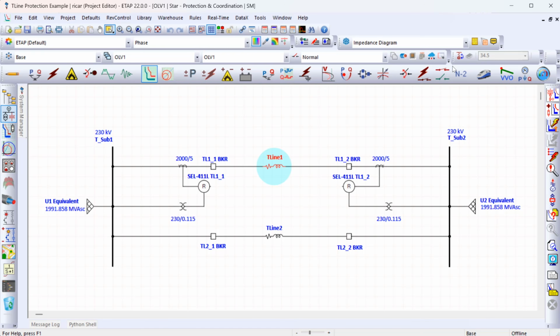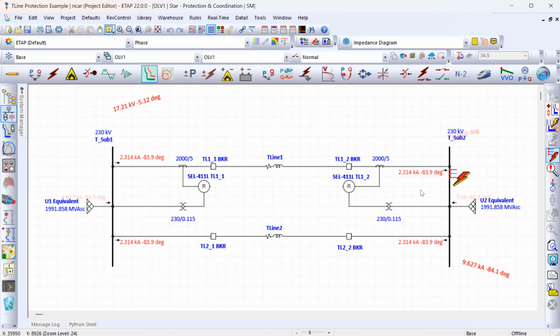All right, so again, I'm going to talk about more specifically how the SEL-411L relay does this current comparison later in this video. But let's say, for example, that we had two cases here. First, let's say that we had a fault that is external to the transmission line and it's at T sub 2, so the substation on the right.